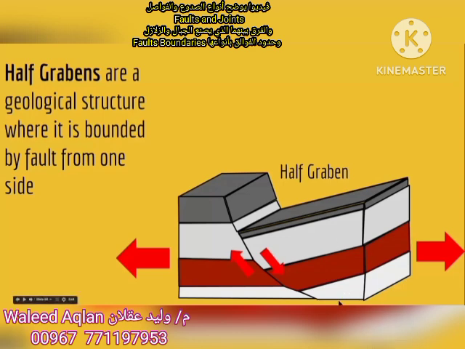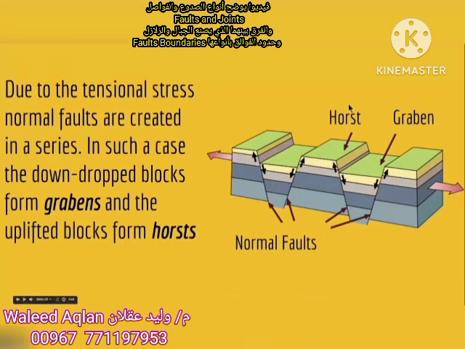Since you don't have any normal fault on the other side, the footwall goes up and the hanging wall goes down. So we have half grabens, where the structure is bounded by a fault on one side, and we have horsts and grabens, where the structure has multiple normal faults and the depressed parts are called grabens and the uplifted parts are called horsts. Okay, so this is about normal faults, where the hanging wall moves down and the footwall goes up.